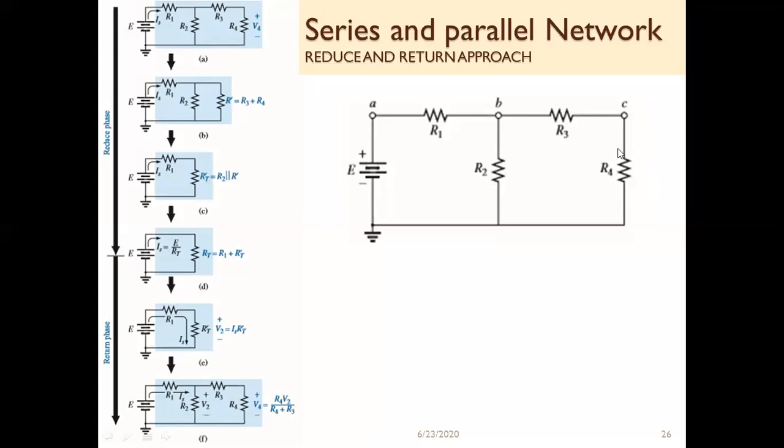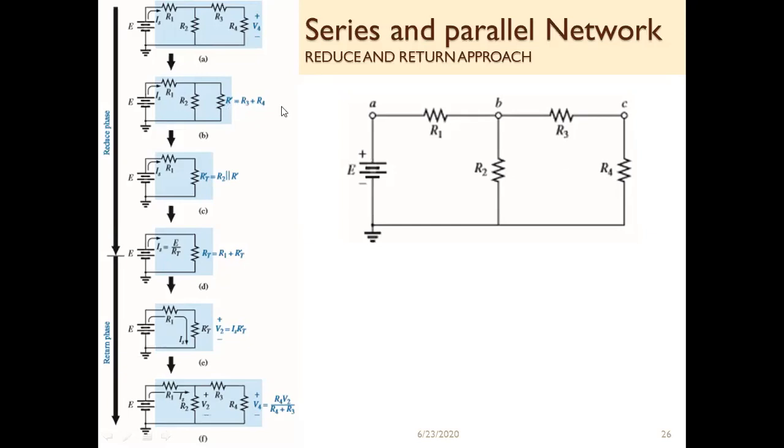series part, then we take the equivalent of that series part. For example, this is series part, and this is independent part, not dependent on anyone. So we reduce it to one resistor. So R3 and R4 are in series. We make it one, then it means that R3 plus R4 is equal to, we name it like R dash.